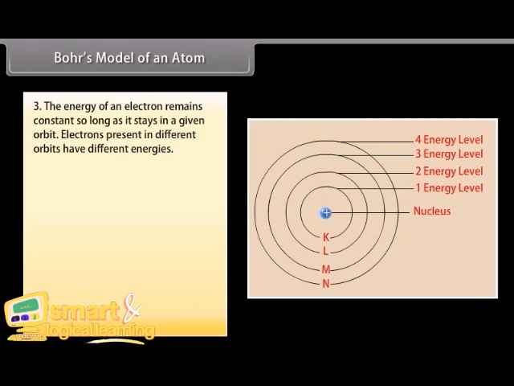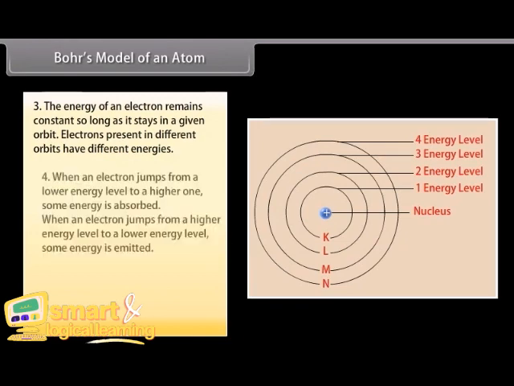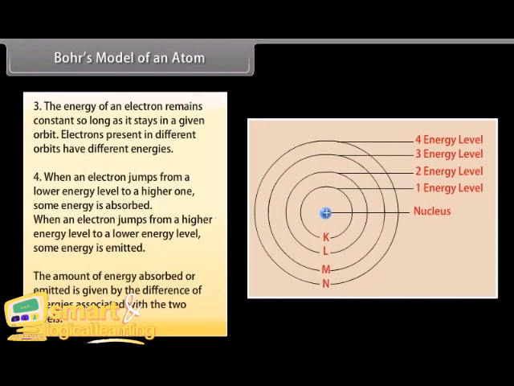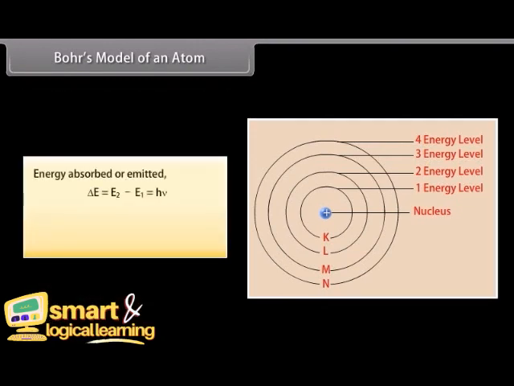Electrons present in different orbits have different energies. 4. When an electron jumps from a lower energy level to a higher one, some energy is absorbed. When an electron jumps from a higher energy level to a lower energy level, some energy is emitted. The amount of energy absorbed or emitted is given by the difference of energies associated with the two levels. Energy absorbed or emitted, delta E, is equal to E2 minus E1, which equals h nu, where h is Planck's constant and nu is the frequency of radiation absorbed or emitted.